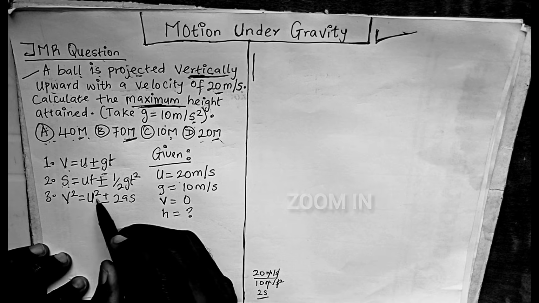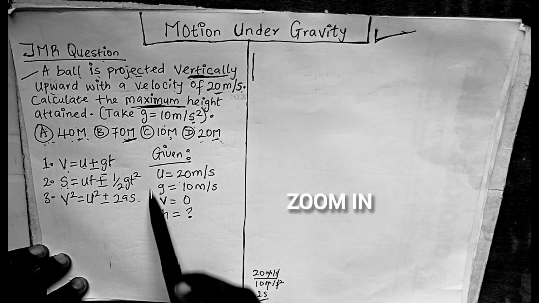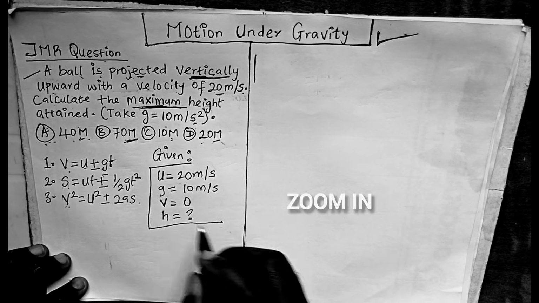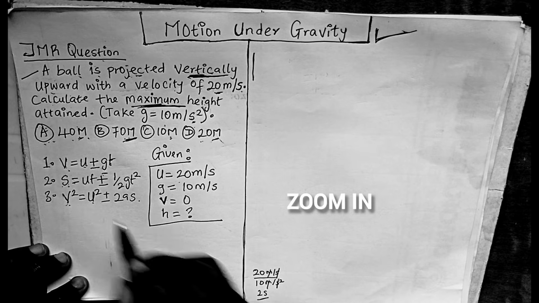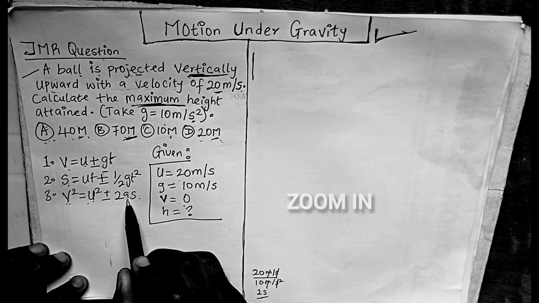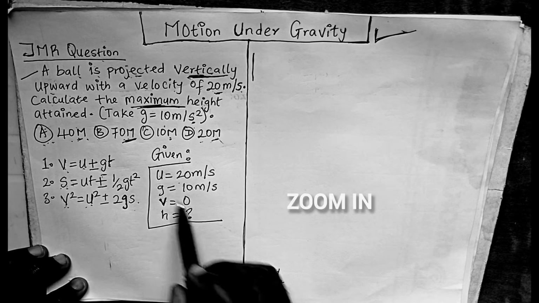v square equal to u square plus 2as. All right. So if we look at our parameters, what was given? Do we have velocity here? Yes, we have final velocity here. Do we have initial velocity here? We have initial velocity here. Do we have acceleration here? We have acceleration due to gravity, g. Sorry, it's 2gs. We have acceleration due to gravity.